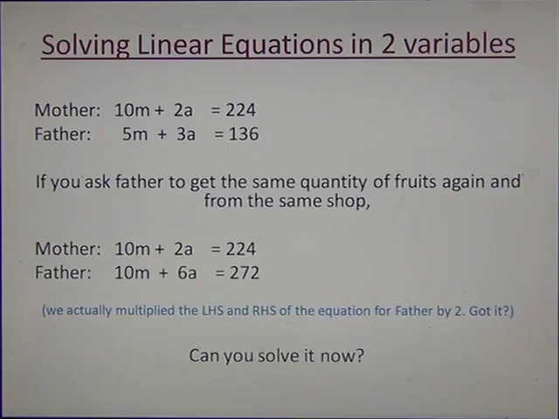So if you see, the equation for father would get changed. Father had initially purchased 5 mangoes and 3 apples and paid 136 rupees. Now since we are asking him to get the same quantity of fruits again, his new equation would be: he would have purchased 10 mangoes and 6 apples for 272 rupees. So what we are doing is actually multiplying the left hand side and the right hand side of the equation for father by 2. Now I think it would be very easy for you to solve this.